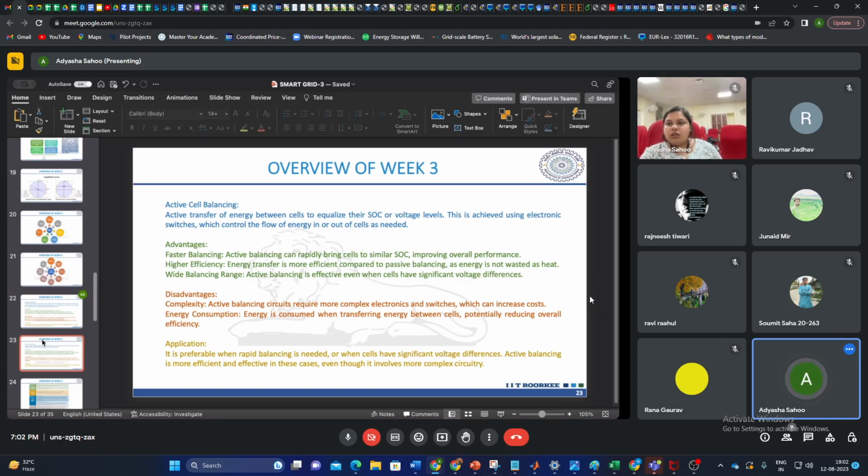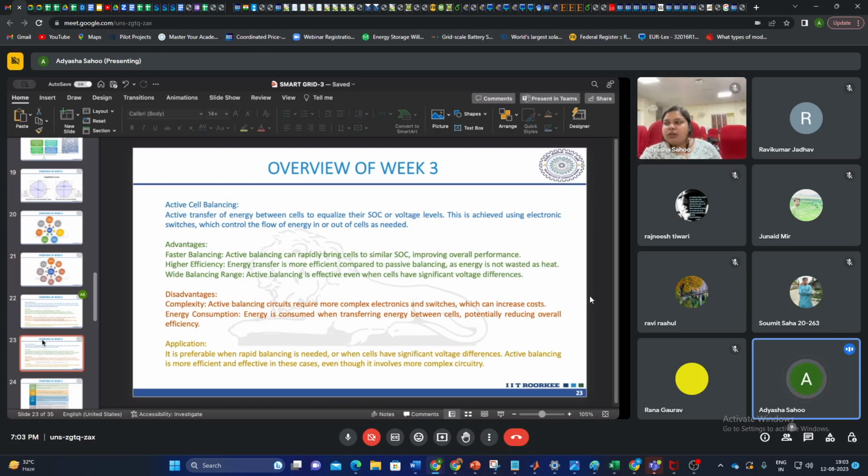The advantage of active cell balancing is that it is a faster balancing process, so it can rapidly bring the cells to similar SOC or voltage levels, and it leads to improved performance. It also has higher efficiency because the energy is not wasted in the form of heat, and we can make use of active cell balancing when the difference in voltage or SOC is very large.